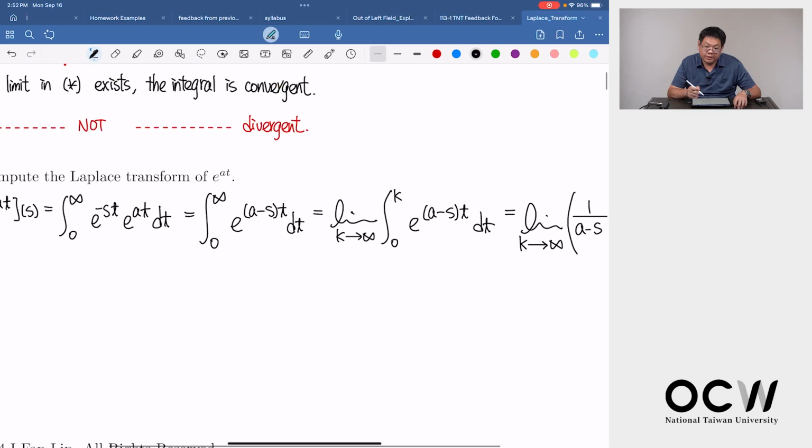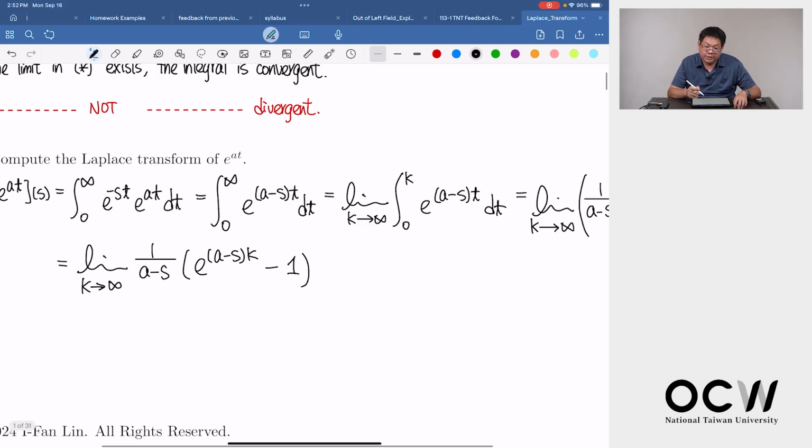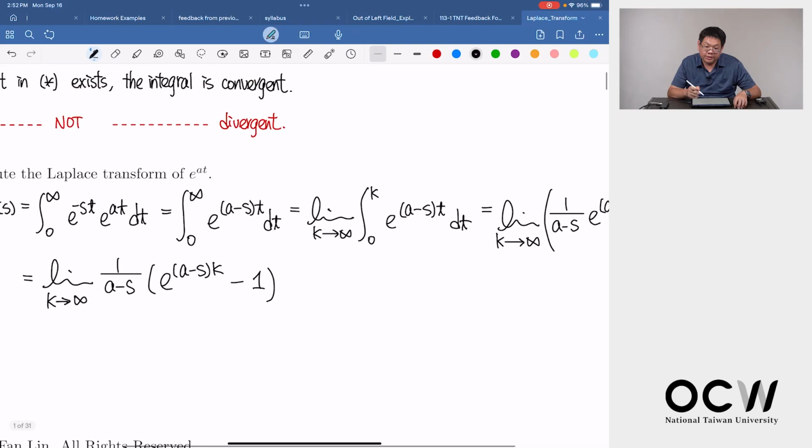This gives you the limit as k goes to infinity of 1 over a minus s times e to the (a minus s) times k minus 1. When k goes to infinity, right here, I have 1 over s minus a, if s is greater than a.